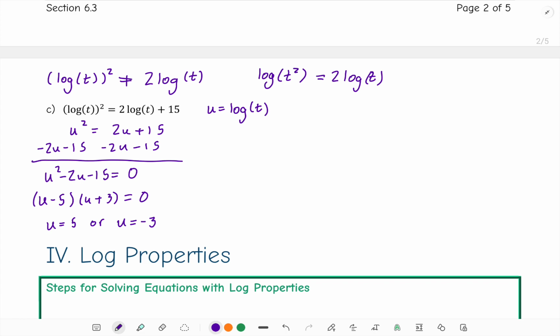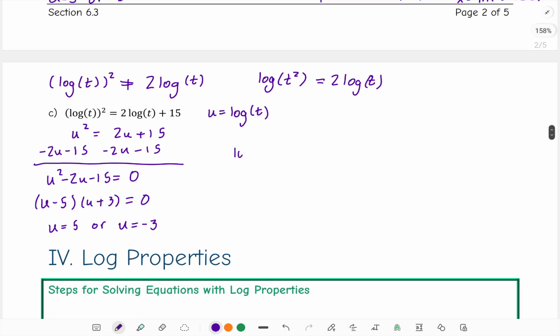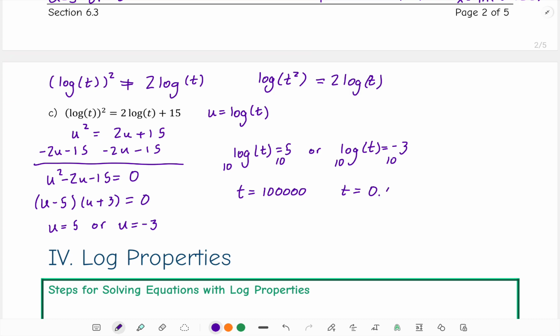Again, we have to put the log of t back in now. So that would be log of t equals 5 or log of t equals negative 3. Now the base of this logarithm is a 10, so I'm going to 10 it up on both sides of both equations. So we get t equals, now 10 to the 5th power is 1 with 5 zeros. And then 10 to the negative 3rd power is a 0 with 3 decimal points and a 1.